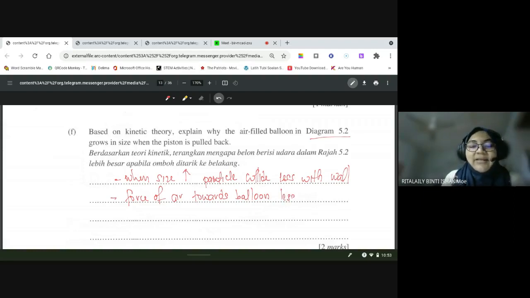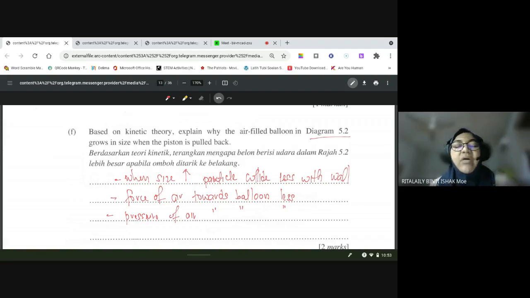Okay. Or, okay, when size increase, particle collide less with the wall, pressure of air towards balloon less. Okay. So awak boleh buat sama ada nak cerita tentang force of air towards the balloon or pressure of air towards the balloon. Mana-mana pun boleh terima. Okay.